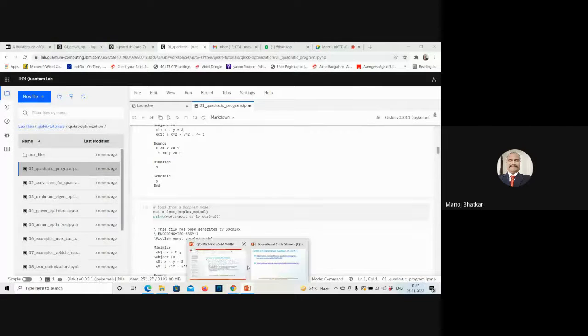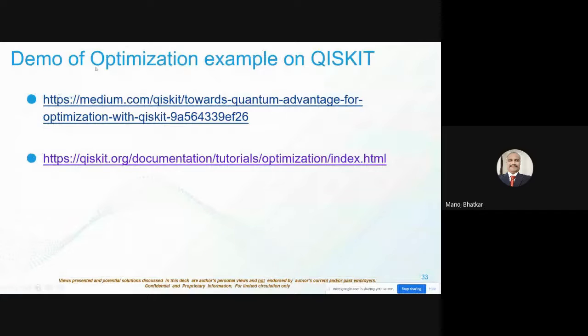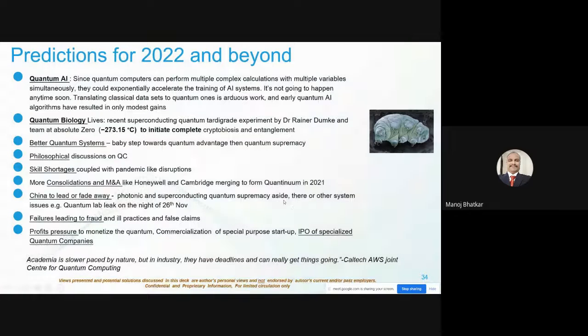I wanted to share this with you for a reason, because you can actually do that optimization example directly on Qiskit, and the write-up here on Medium will tell you what you need to have in place. What is going to happen in 22 and beyond? Quantum AI is a new field. Quantum biology. You can see that Dr. Rainer Dumke and team have put a micro animal called a tardigrade at minus 273 degrees centigrade. That is absolute zero.